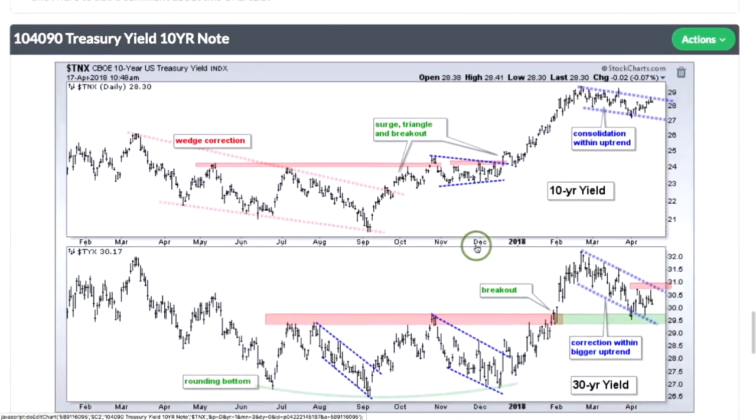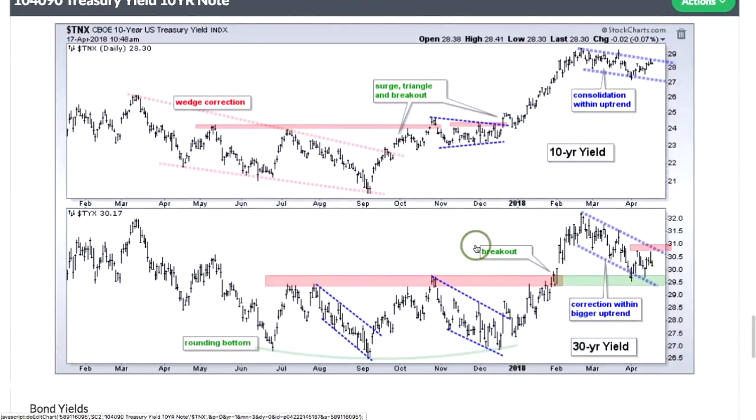And here's the 10-year yield and the 30-year yield. And of course, they go opposite of those two that I just showed. Here's TNX, and a massive advance from 2.1%, which is 21 on the chart here, to 2.9%. And now we're just correcting a little bit.